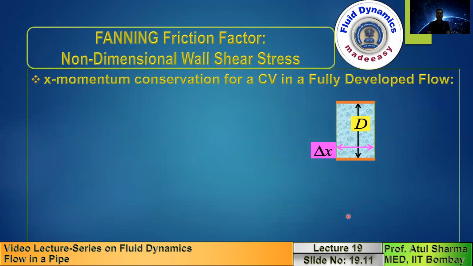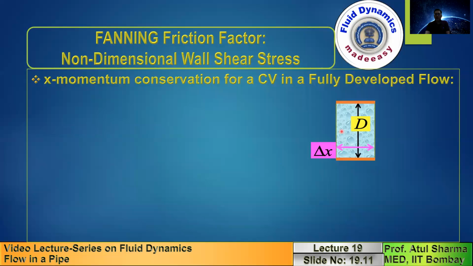So in the previous slide, I had presented the minus of the non-dimensional pressure gradient as the Darcy's friction factor. In this slide, I am presenting the non-dimensional wall shear stress as the Fanning friction factor. In the previous slide, we obtained the relationship between the pressure gradient and the average velocity. Now, in this slide, we will obtain a relationship between the wall shear stress and the pressure gradient in a fully developed flow region.